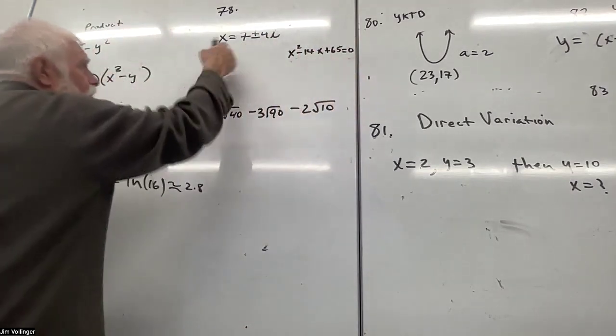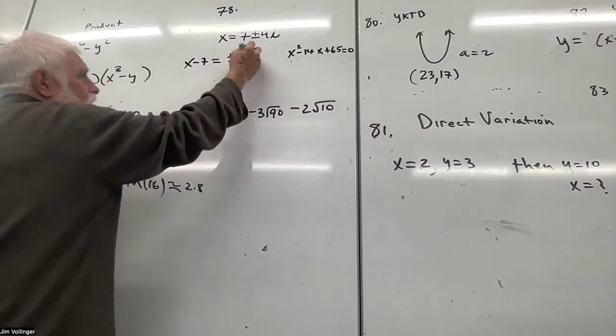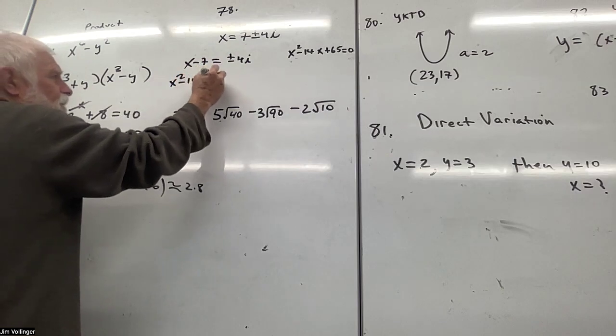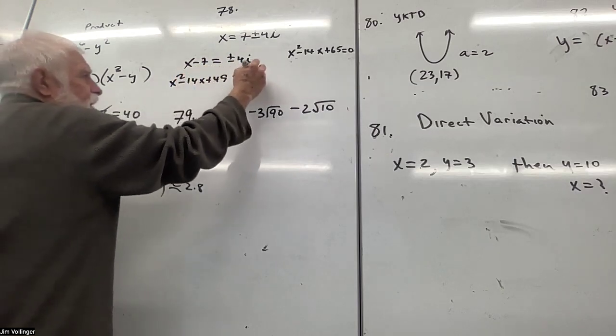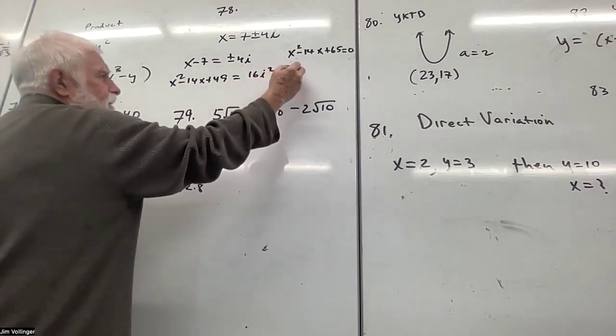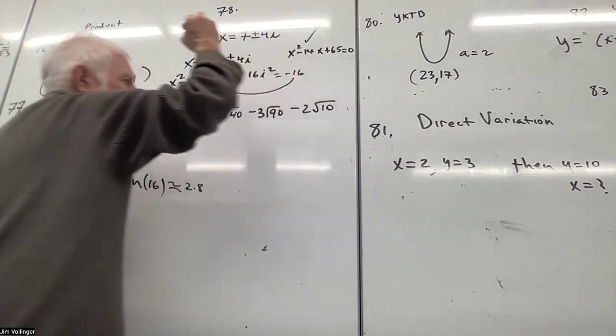Where did it come from? Moving the 7, plus minus 4i, squaring both sides, x squared minus 14x plus 49 equals 16i squared. What is 16i squared? It's equal to negative 16. So I bring the negative 16 over and check, done.